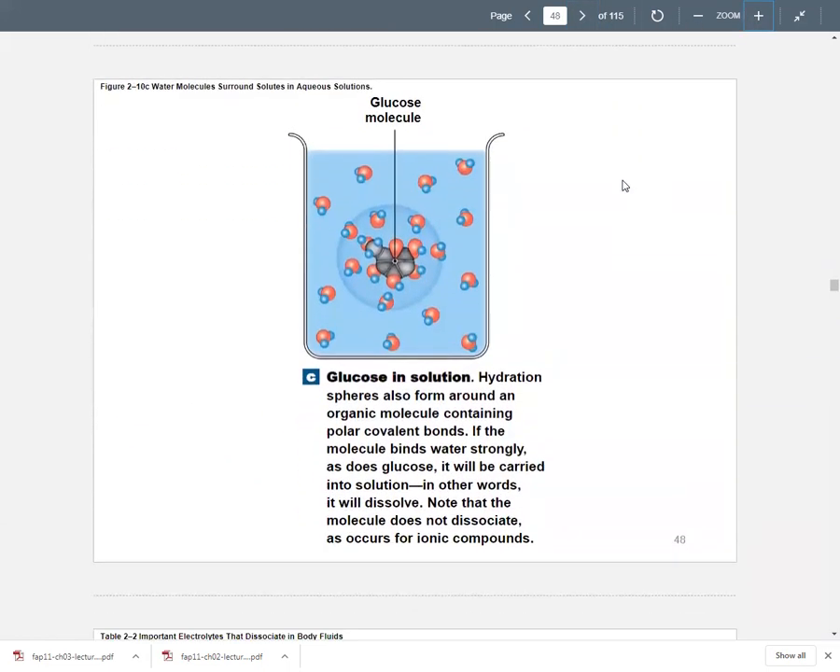Here's another example. This is glucose, and it's being surrounded by the water molecules. It doesn't dissociate like ions do, but it does dissolve in solution. So basically, water molecules are surrounding the solute.